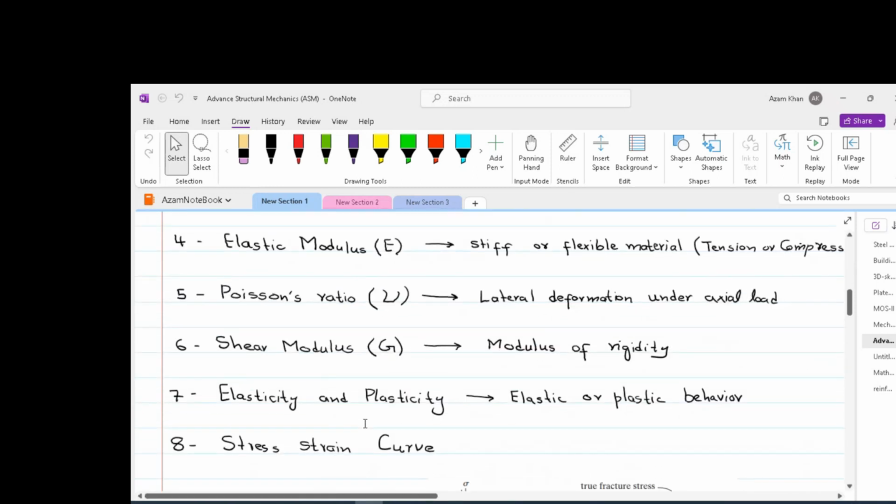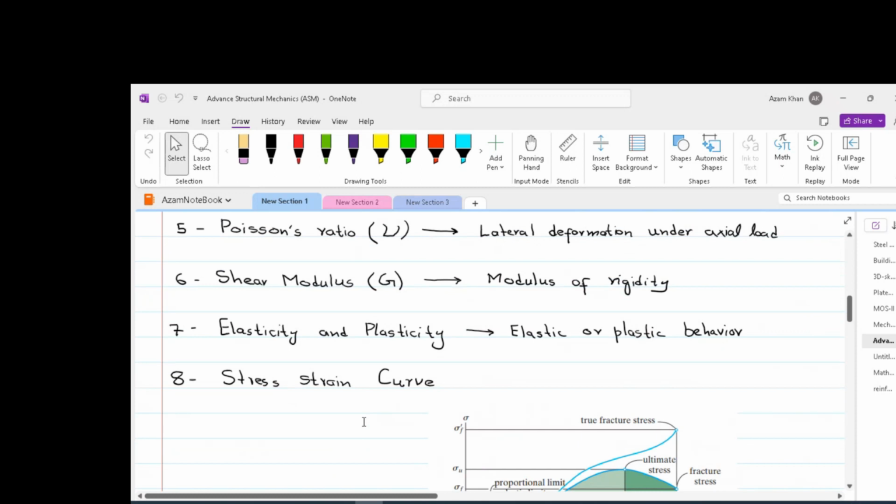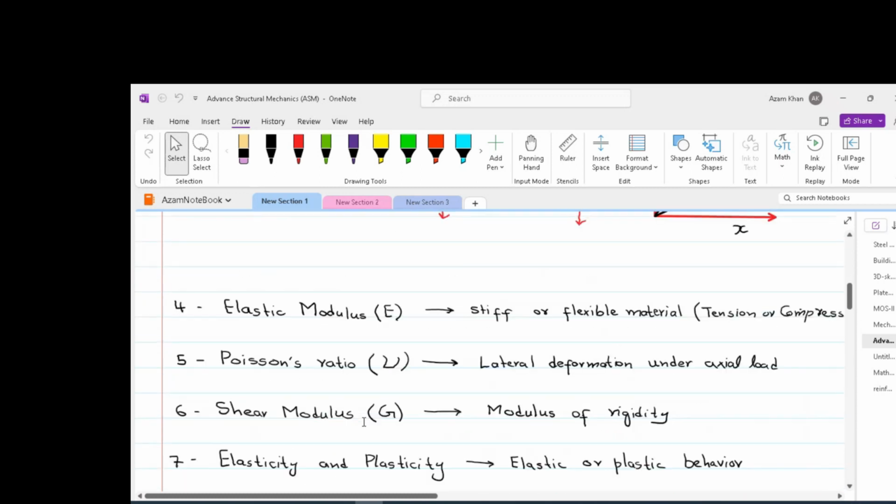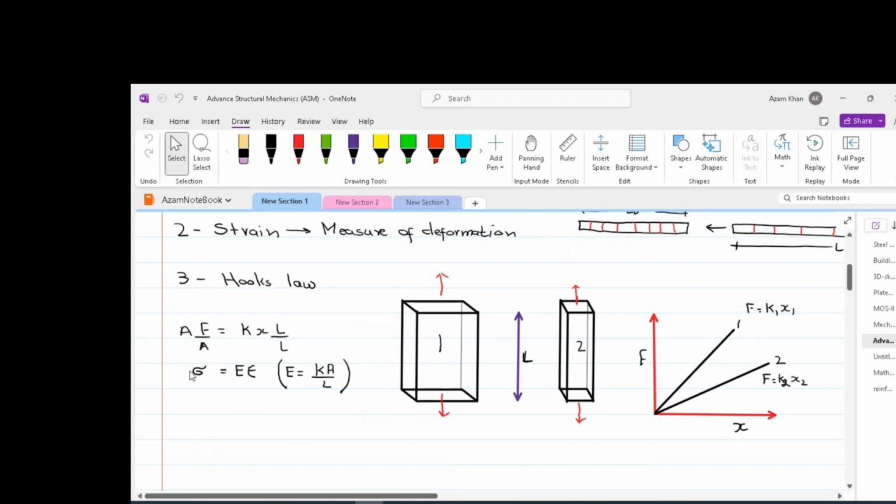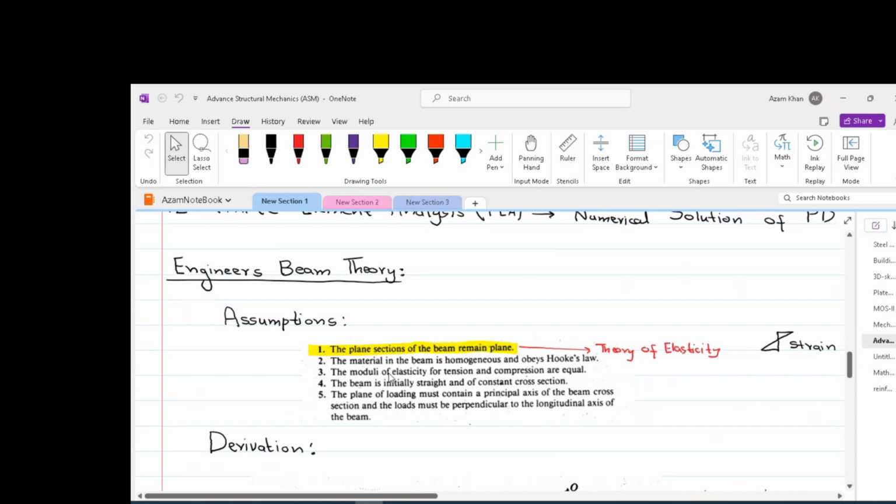Stress is equal to E times strain is another assumption of engineer's beam theory, and we have already discussed how stress is equal to E times strain is important for different bodies. The third assumption is that moduli of elasticity for tension and compression are equal. So, like steel, we have the modulus of elasticity both in tension and compression the same. Assumption 3 can be adjusted to meet those materials which don't have modulus of elasticity in tension and compression equal, such as reinforced concrete.